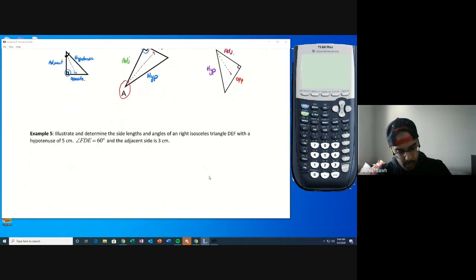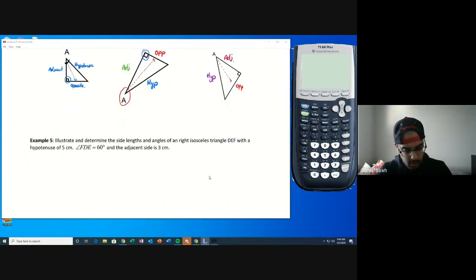All right, one more here. Illustrate and determine the side lengths and angles of a right isosceles triangle, triangle DEF, with a hypotenuse of 5 centimeters. Angle FDE is equal to 60 degrees, and the adjacent side is 3 centimeters. So they've given us a lot of information. So they've essentially given us the directions to create this triangle.